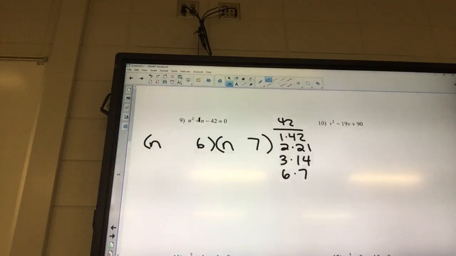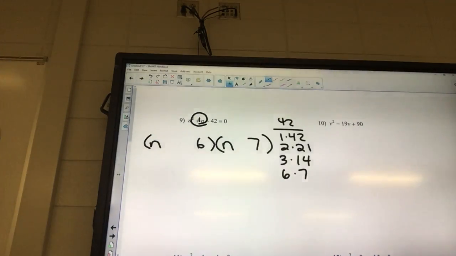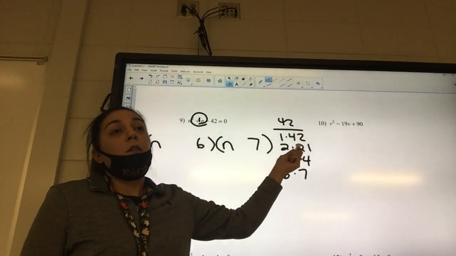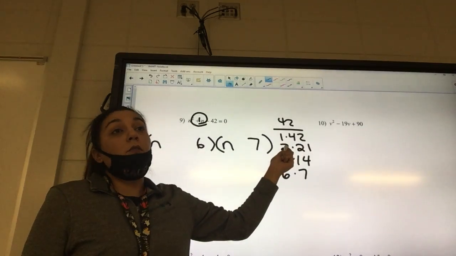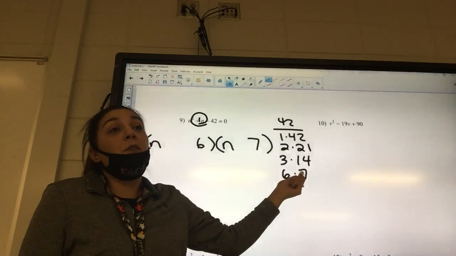Why did you choose the 6 instead? So we're trying to get something to add up to be this positive 1. Of those numbers, would a 42 and a 1 ever give me a 1? No, because 42 minus 1 is never going to give you a 1. What's 2 plus 21? 21 minus 2. That's never going to give you a 1 either. So you've got to go through this list until you get something that's going to give you a 1.